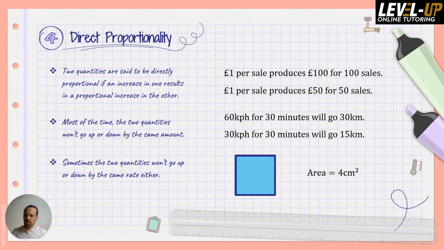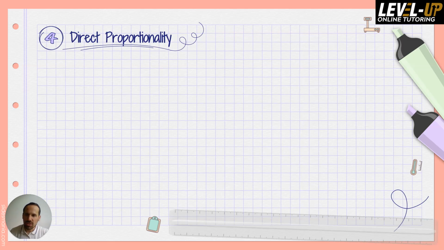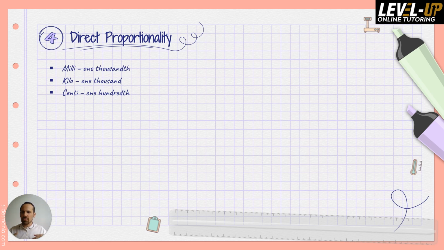As one goes down, the other one goes down, and so on. So let's apply that to, say, some units. First of all, let's look at some prefixes of units. Whenever you come across something like milli, it means one thousandth. Like milliliter is a thousandth of a liter.